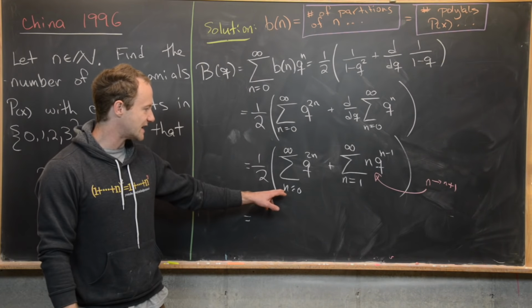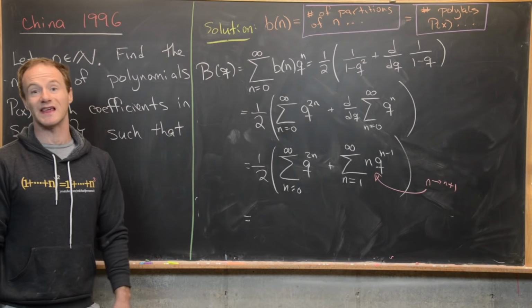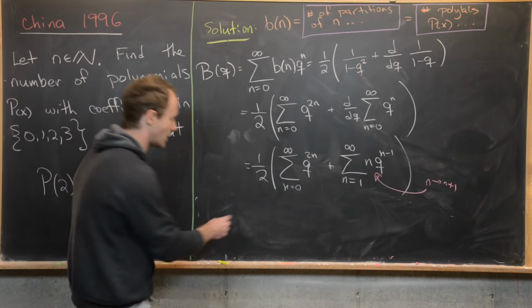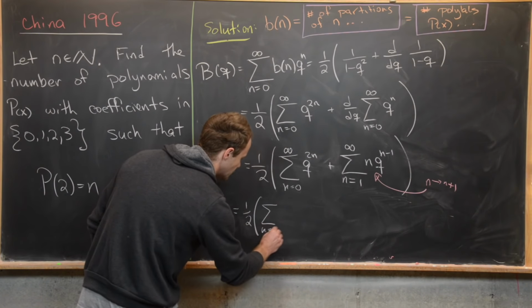So notice I can re-index this by sending n to n over 2 if I only sum over the even elements. So I'll get 1/2, and now I have the sum n equals 0 to infinity of q to the n, but now I'm going to require the condition on this sum that n is even. Notice I haven't gotten rid of anything here because there are no odd powers of n in this first sum. So this sum is exactly equal to this sum. It's just re-indexed in a weird way.